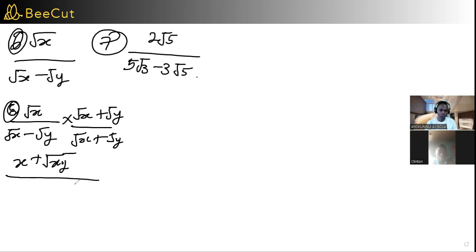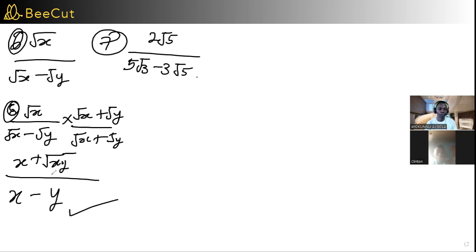Now, over the one at the bottom, a difference of two squares: root x all squared is x, then minus root y all squared is y. So that is going to be x plus root xy, all over x minus y. That is your answer there. Yes, that's your answer.